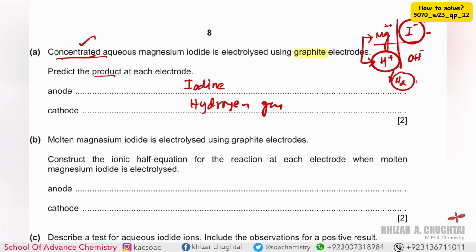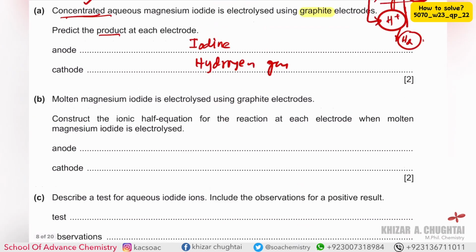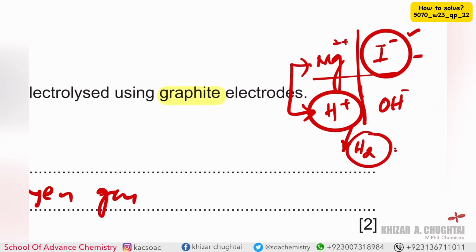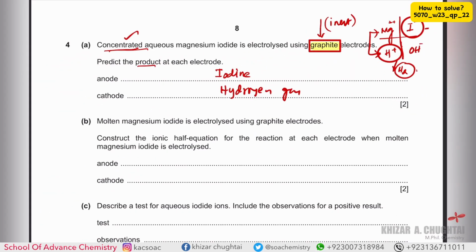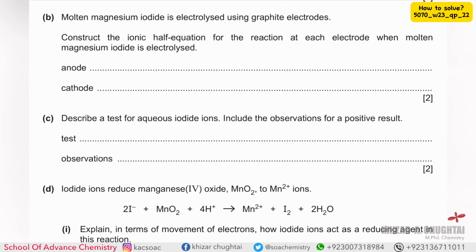Molten magnesium iodide is electrolysed using graphite electrodes. Construct the ionic half equation. Once again, let me explain one thing more: as we were using graphite electrodes, it means that these electrodes are inert. So it's the first step. First of all, you should check the nature of the electrode. Are they inert or non-inert? Now come toward the second portion, that is B. Construct the ionic half equation for the reaction at each electrode when molten magnesium iodide is electrolysed.